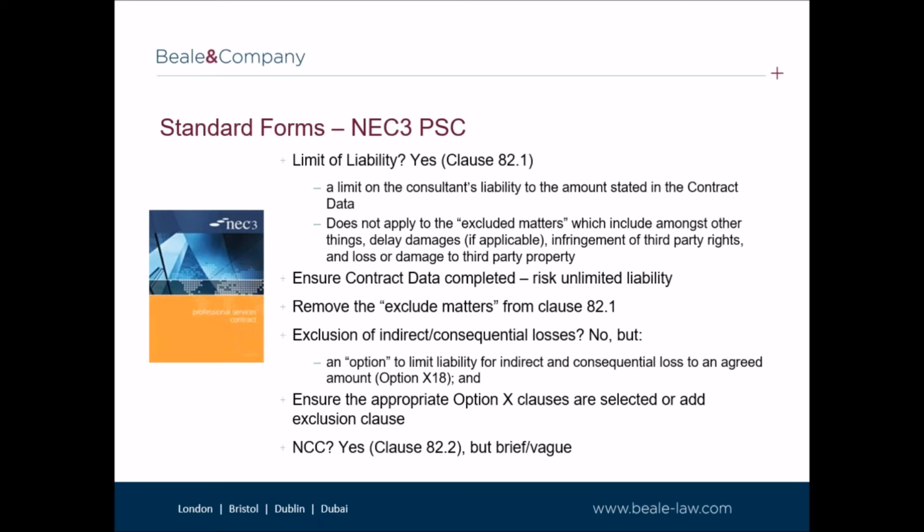Crucially, what is important to note is that this is not an exclusion for indirect and consequential losses, but a cap on liability for such losses. The danger here is that by limiting the amount of indirect and consequential losses, consultants are in fact agreeing to be liable for them. Failing to therefore include a limit would mean unlimited liability. My recommendation would be to ensure that the appropriate option X clauses are selected, and if you are looking to exclude liability for indirect or consequential losses, add this as an additional Z clause to the agreement.